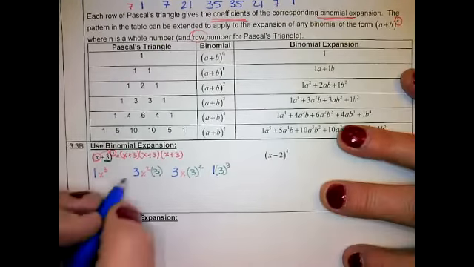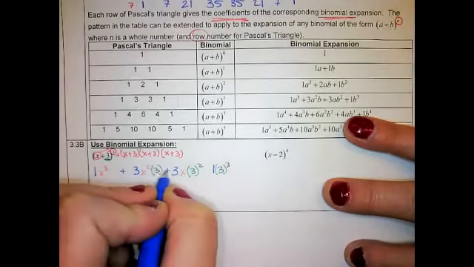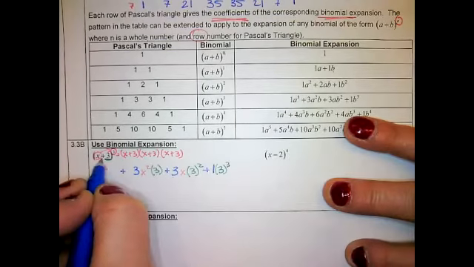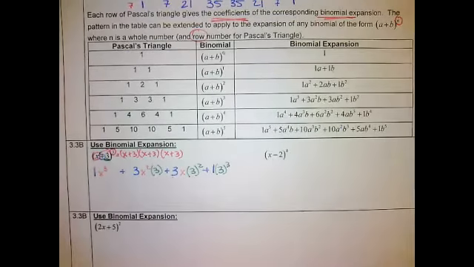Now I'm just going to add some plus signs in here. They may change based on the sign here. So this is a positive 3, but sometimes these signs change. And now I'm just going to go ahead and do the math.